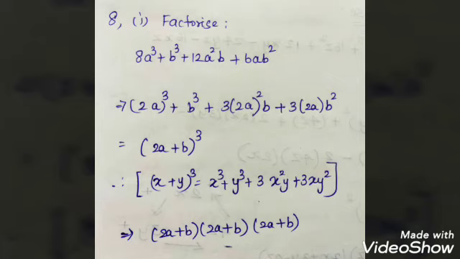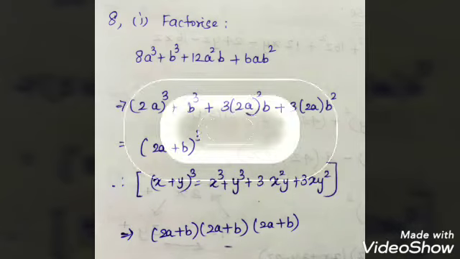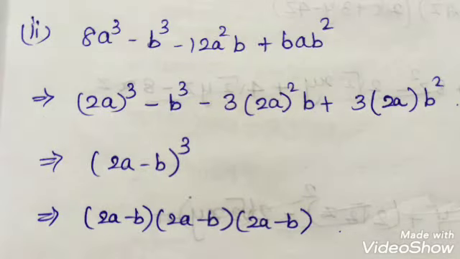So 1b cube plus 3 into, what is the formula? a square b. Here what is your a? 2a. So 3 into (2a) the whole square into b plus 3 into a b square, 2a into b the whole square. So (2a plus b) the whole cube formula. The whole cube means 3 times you have to multiply, right?